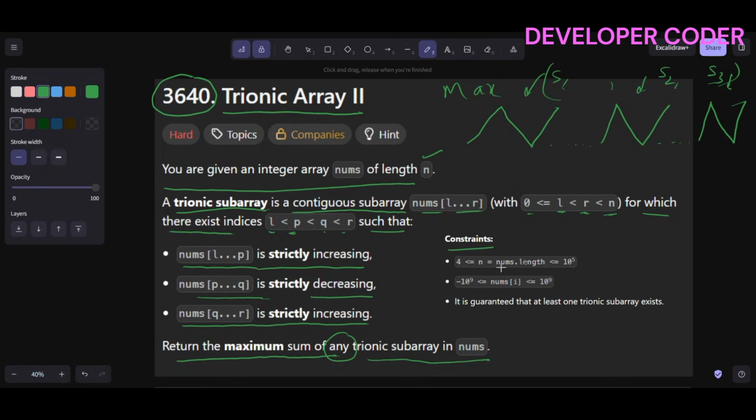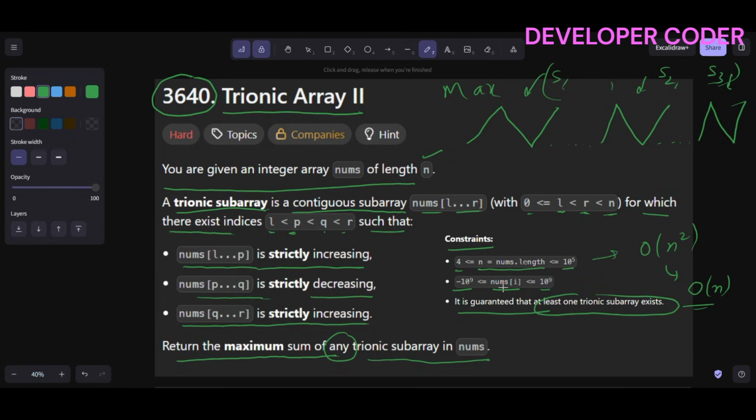And if you see the constraints, n is equal to nums.length, and n is greater than or equal to 4 and less than or equal to 10 to the power 5. So definitely we can't solve this problem in O of n square. We will try to solve this problem in O of n. And nums of i is from minus 10 to the power 9 to 10 to the power 9, and it is guaranteed that at least one trionic subarray exists.